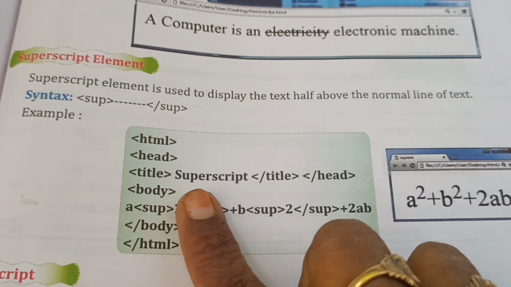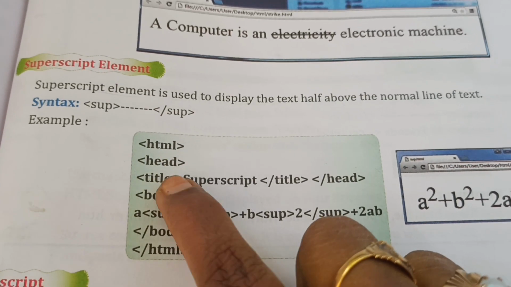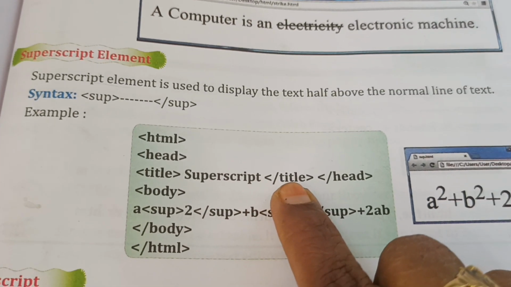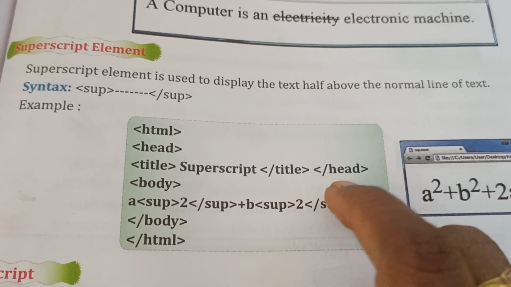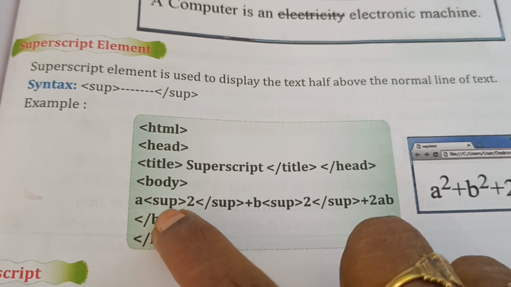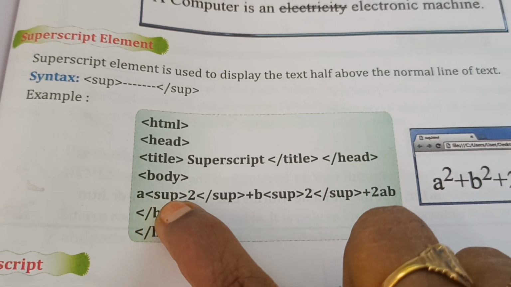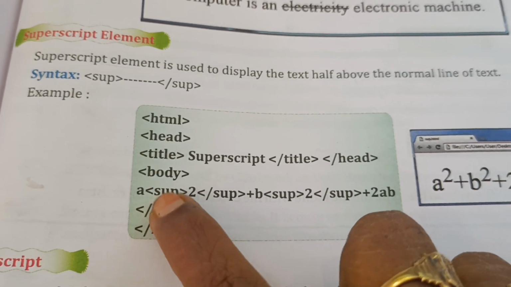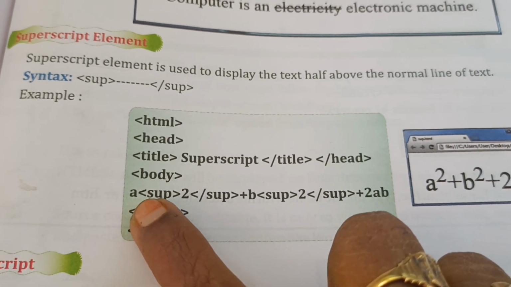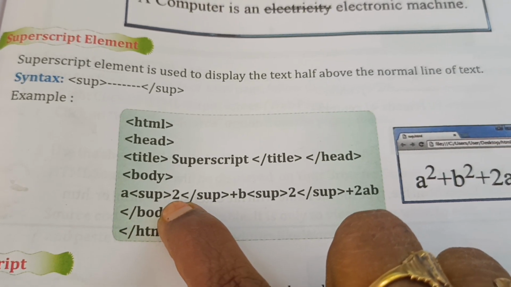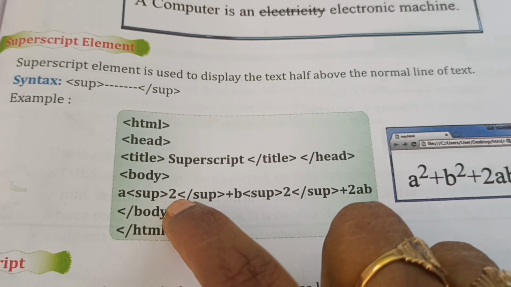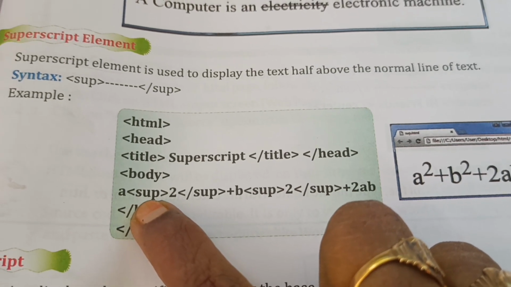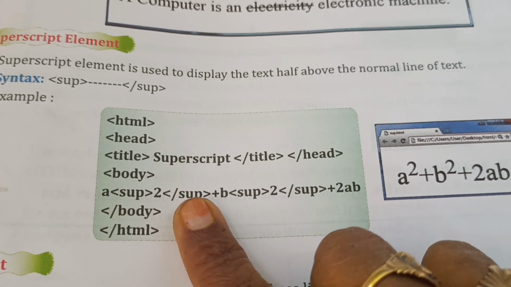How to use this in a program? HTML, head, title, superscript, closing tag, heading closing tag, body. A, superscript opening tag, 2, superscript closing tag. Why? Because it is A square, and A is the normal text. Super means up. The superscript number, what is that? 2. So the 2 goes between the opening superscript tag and the closing superscript tag.